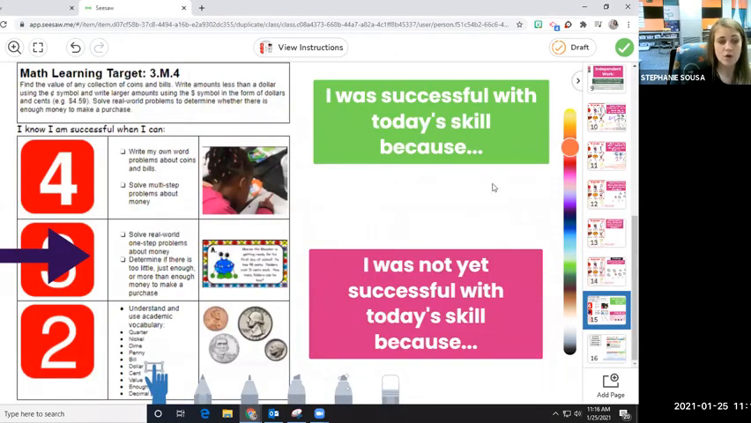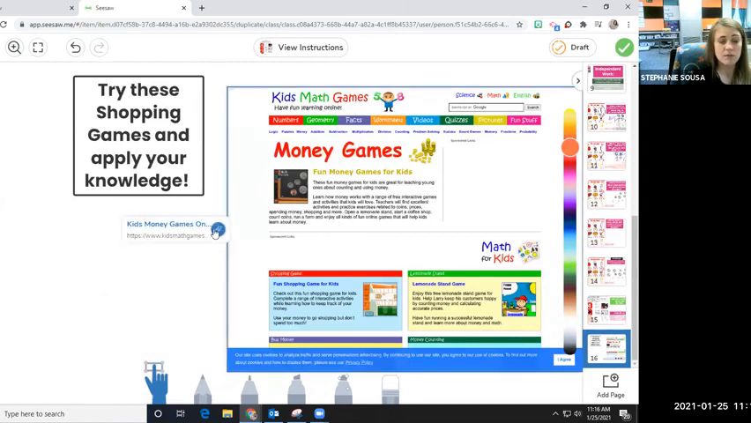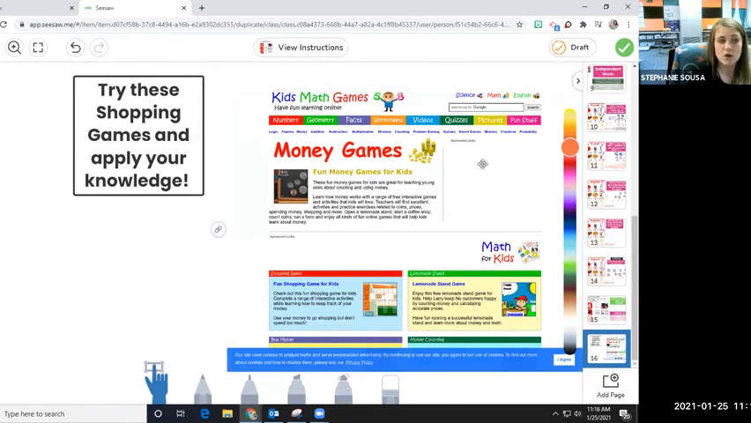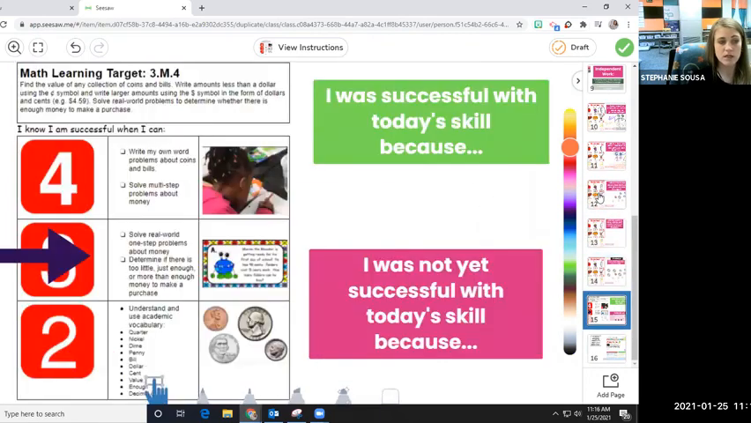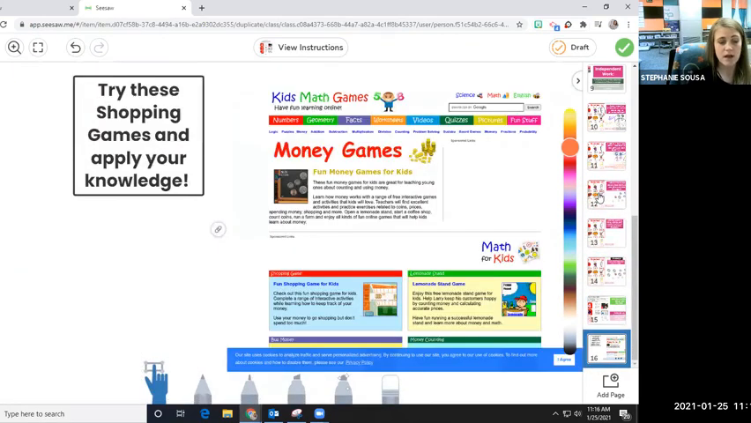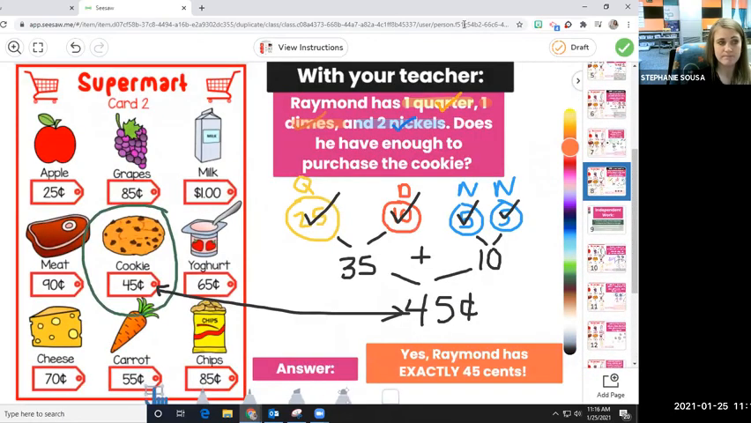Okay? When you have finished these slides and turned them in, slide 16 has a link to some shopping games where you can play some games online to practice your skills with money, okay? So during your independent work time, you're going to complete slides 12, 13, 14, and 15, and then play the games that are linked on slide 16. All right.